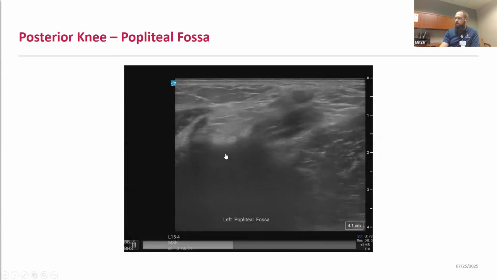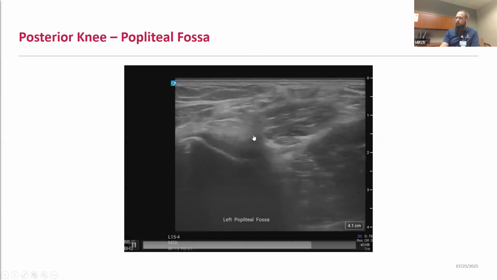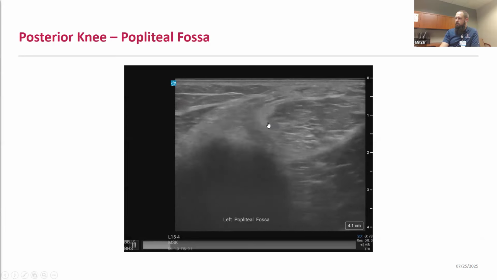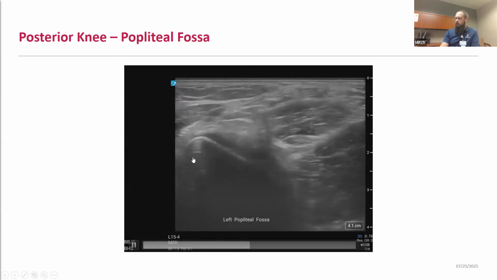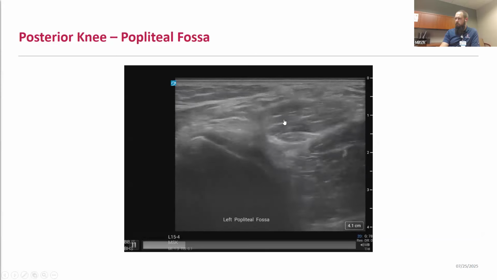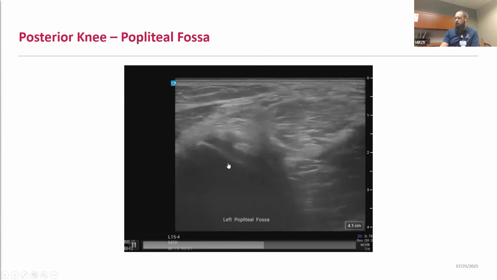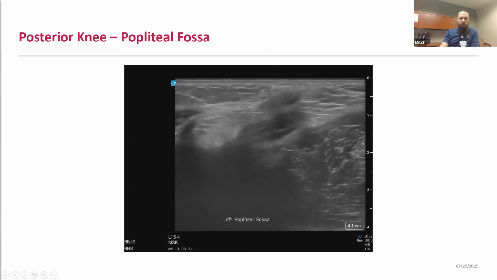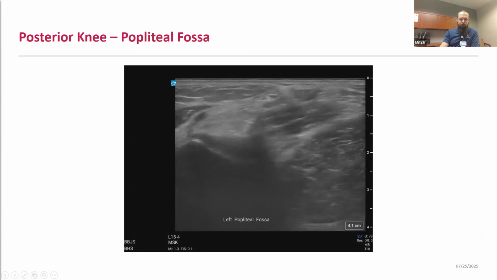And so this video is kind of demonstrating as I toggle the probe from cranial to caudal, you can get different appearance of the medial gastroc and the semimembranosus, which depending on how you're positioning your probe, you want to make sure that you're not mistaking a hypoechoic area for a Baker's cyst when it's just anisotropy.